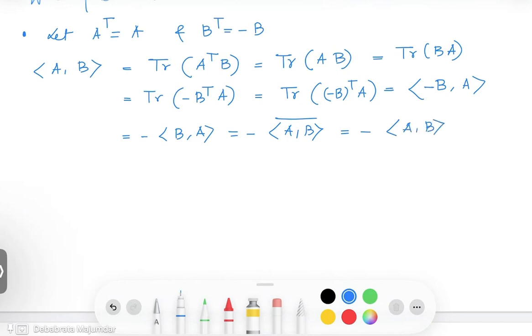So basically we have 2AB equals 0, and it will imply AB equals 0. Fine. And this is true for all symmetric matrices and for all skew symmetric matrices.